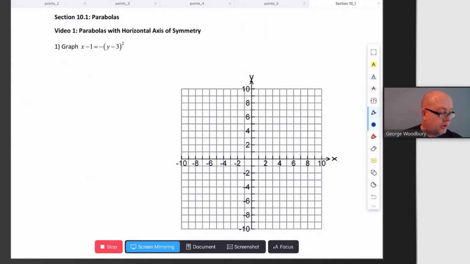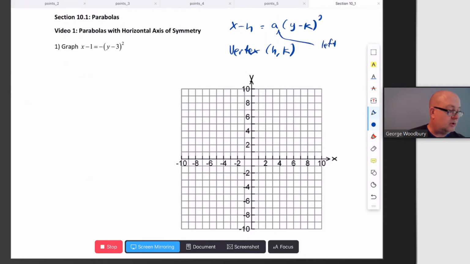In general, the form looks like this. If we have something of this form, x minus h equals a times the quantity y minus k squared, this is a parabola that will either open left or right. The vertex will be at the point h, k, the number being subtracted from x, comma, the number being subtracted from y. The value of a lets us know whether this is opening to the left or to the right, depending on whether a is negative or positive. And that's one of those stretch factors that we've talked about before.